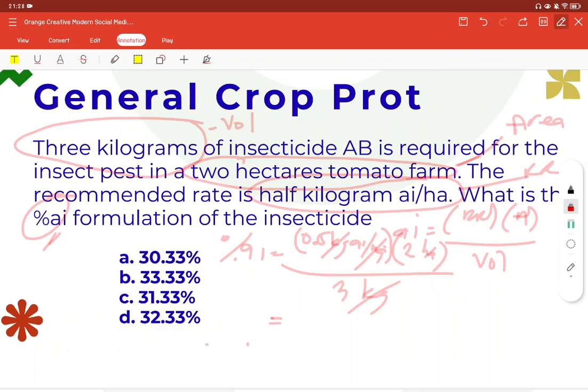So 0.5 times 2 is 1, divided by 3 is 0.3333, etc. Since the value of AI is a percentage value, we'll multiply this by 100 in order to get the percentage value of the AI. So 0.3333 times 100 is equal to 33.33%. The answer is letter B. Thank you.